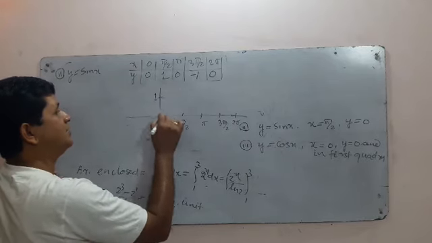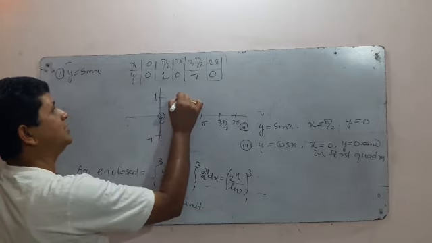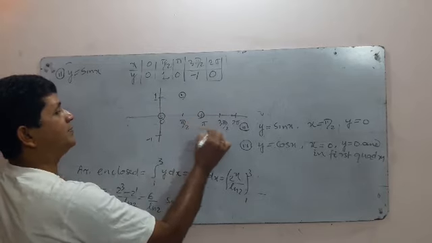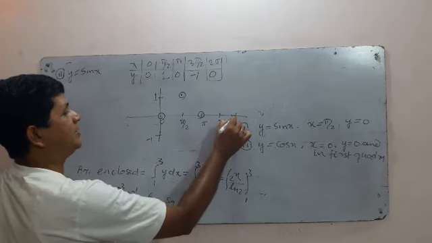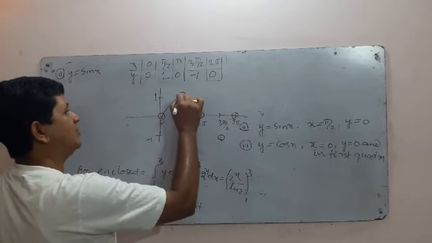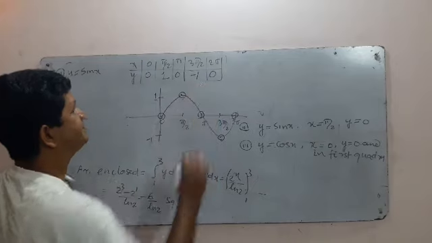0, 0 is a point. Pi by 2, 1 is the point. Pi, 0 is the point. 3 pi by 2, minus 1 is the point. 2 pi, 0 is the point. So the curve will be like this.